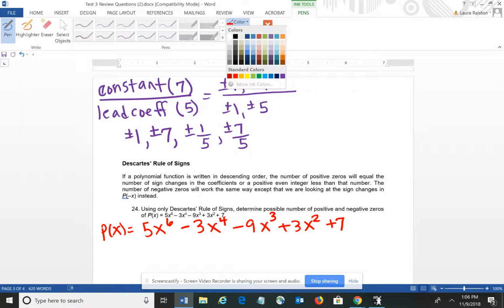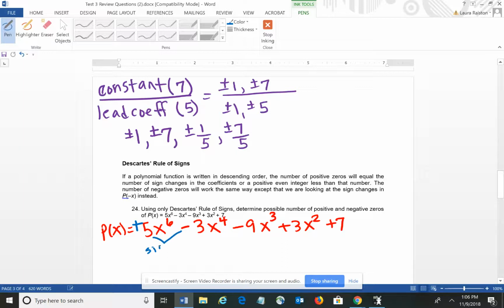Now remember, when there's not a sign written, it's understood to be a positive. So the value in front of this 5 is a plus. So we go from plus to minus. So that's a sign change. There's 1. We go from minus to minus. That's not a sign change. From minus to plus. There's a second sign change. And then it goes plus to plus, which is not a sign change. So there are 2 sign changes.